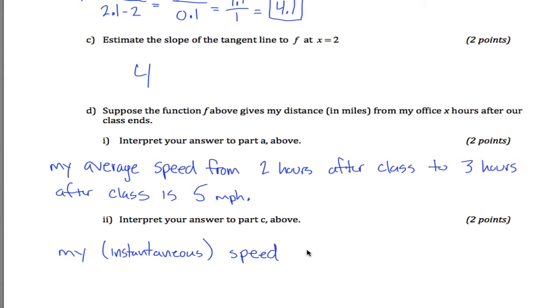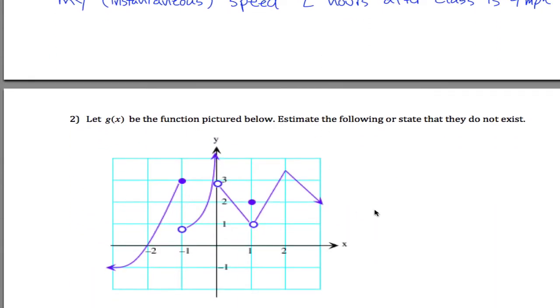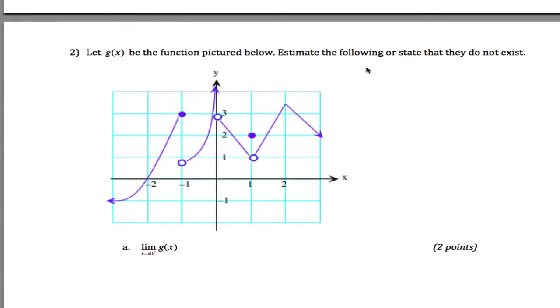My instantaneous speed 2 hours after class is 4. And if you wanted, miles per hour. So there you go. That's the end of the first problem. Figuring out the slope of the secant line and the tangent line, and then kind of interpreting them.